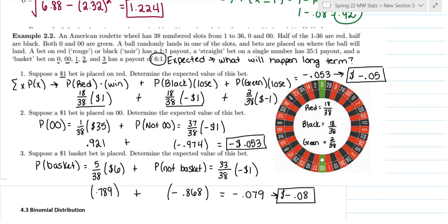But here, if you look at the expected values, then doing a basket bet is probably in the long term going to be the worst strategy here. The best strategy is either to do the red or black, or just picking a single number that has a higher payout. But doing the same thing every time. Not mixing it up, because then you're mixing the probabilities, and then you're going to really end up losing in the long run.